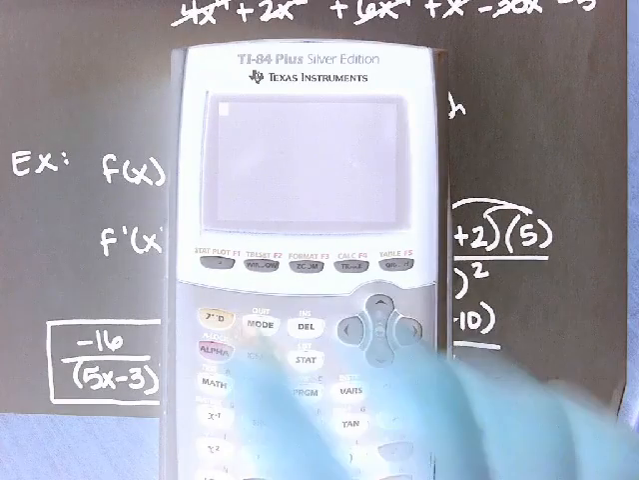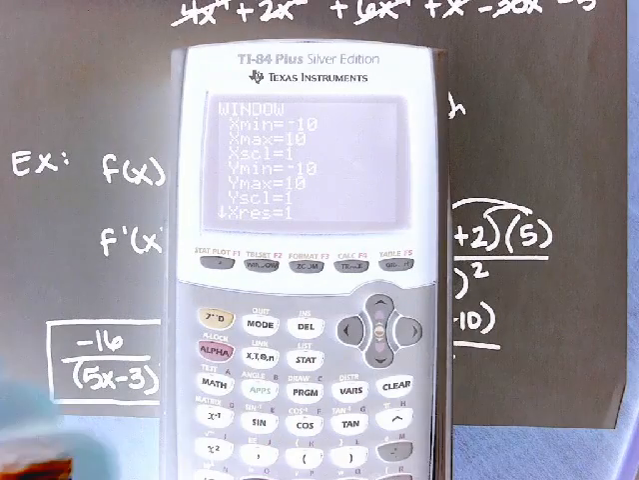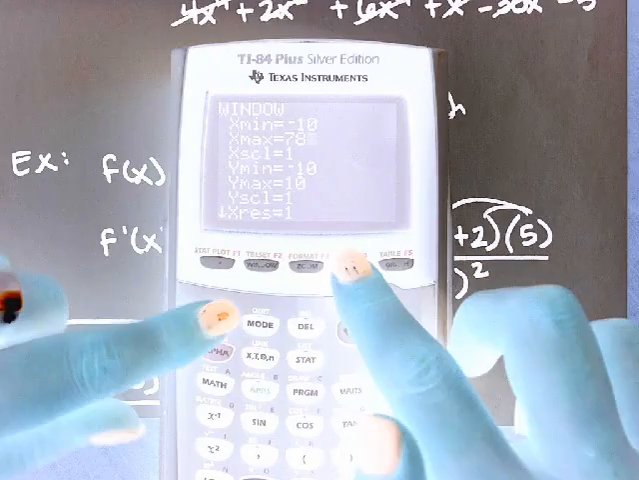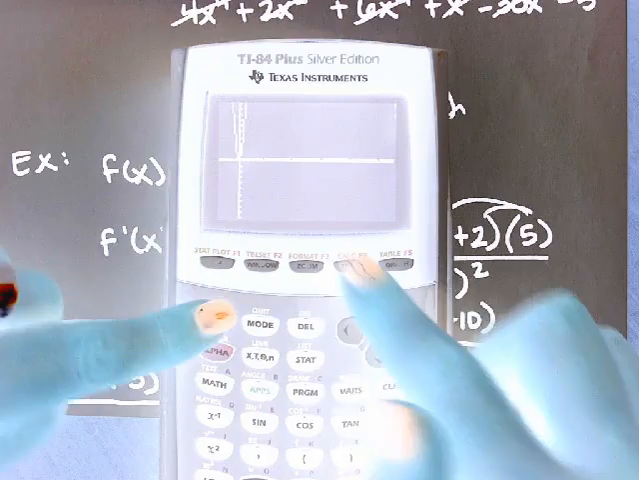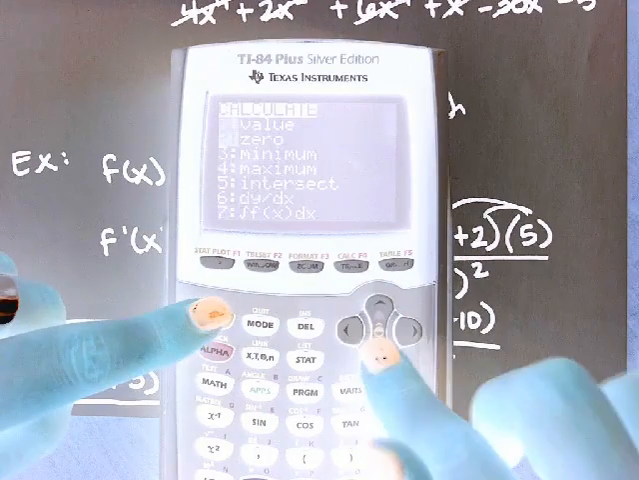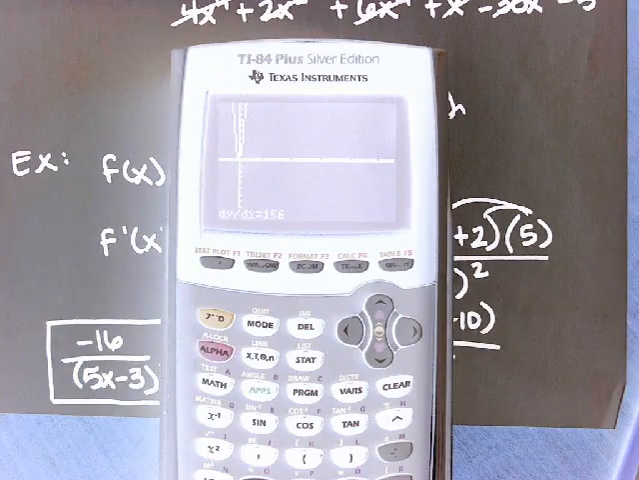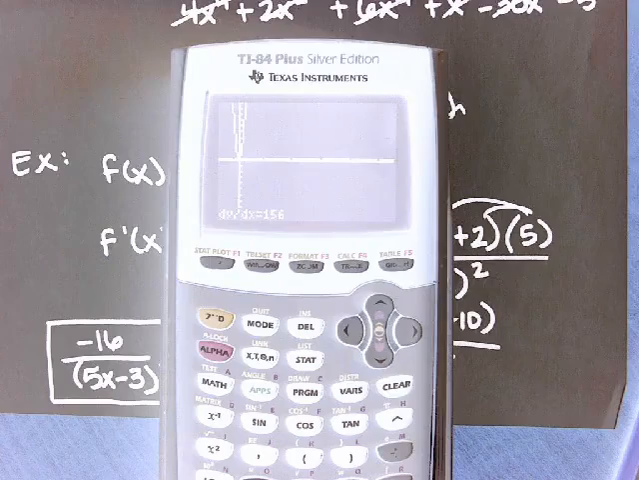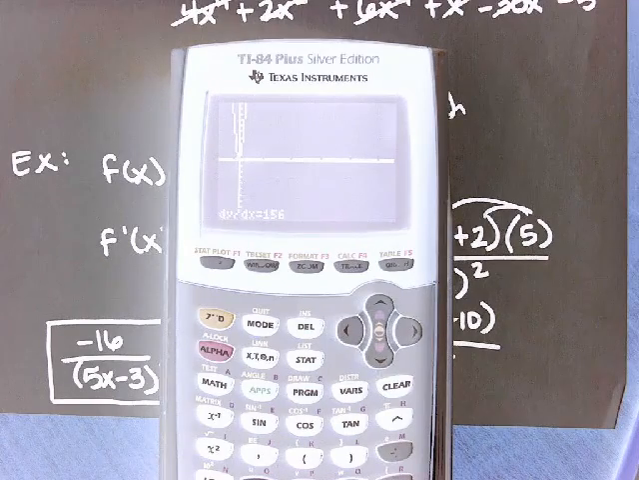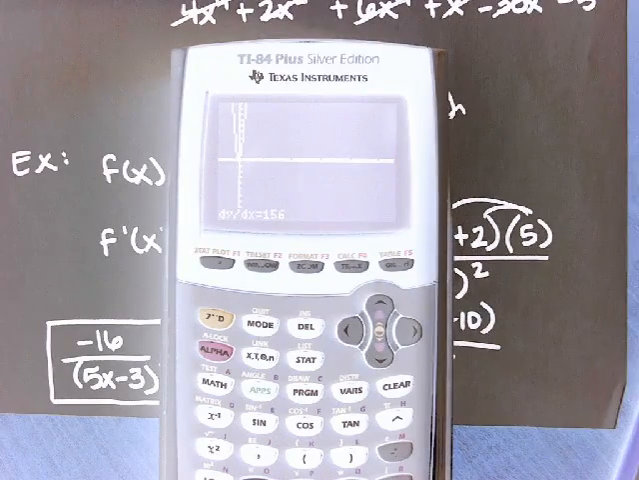The reason it says invalid is because your window did not go to 78. But if you change your window to go to 78, then you can ask what the derivative is at 78. So when you're using your calculator to evaluate something in graphing mode, it will only let you plug in x values that are on your window. So if your x goes from negative 10 to 10, those are the only values you can plug in. If you want to plug in something bigger, that's fine, just make your window bigger.